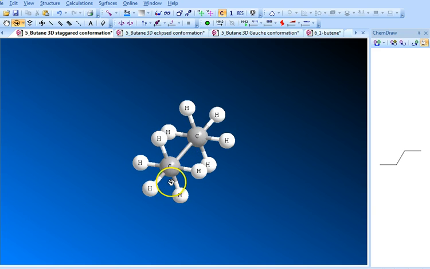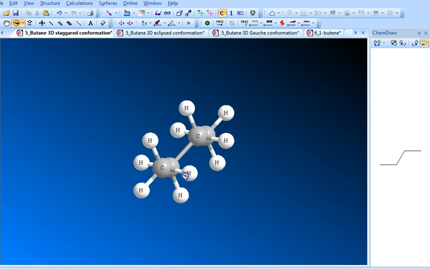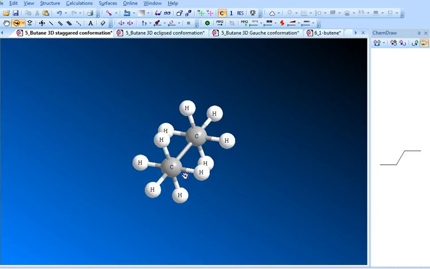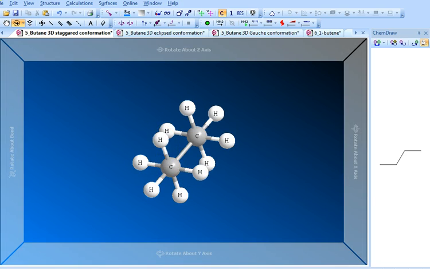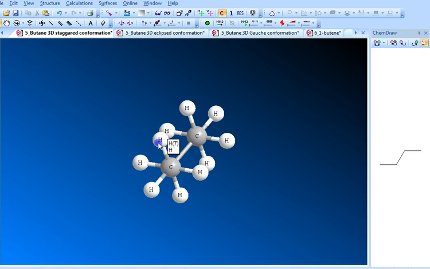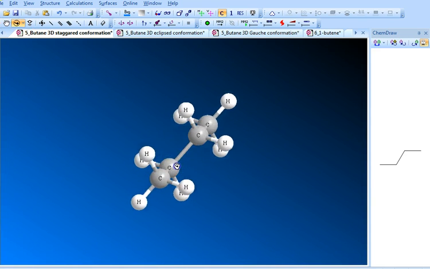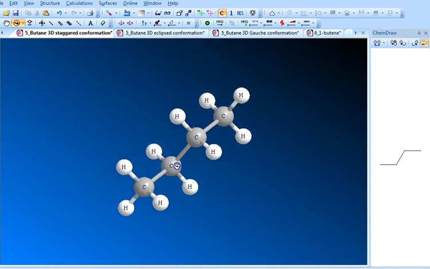You can see that these two hydrogens are kind of overlapping, but these hydrogens are on the first carbon, so let me see if I can mark them. This hydrogen is on the first carbon, and this hydrogen is on the last carbon, the fourth carbon. So there is no interaction between these hydrogens, and this is a happy place for a molecule.